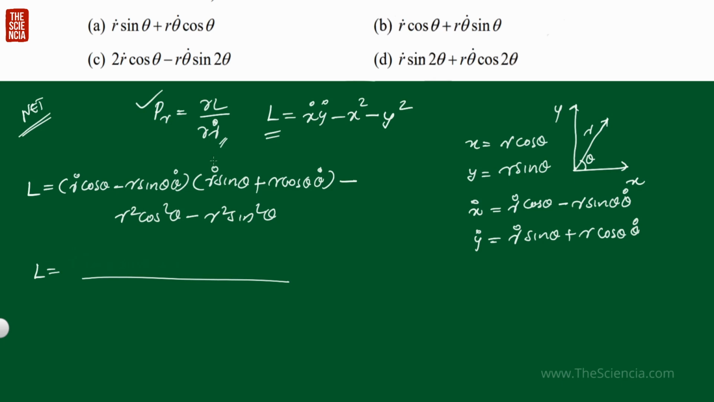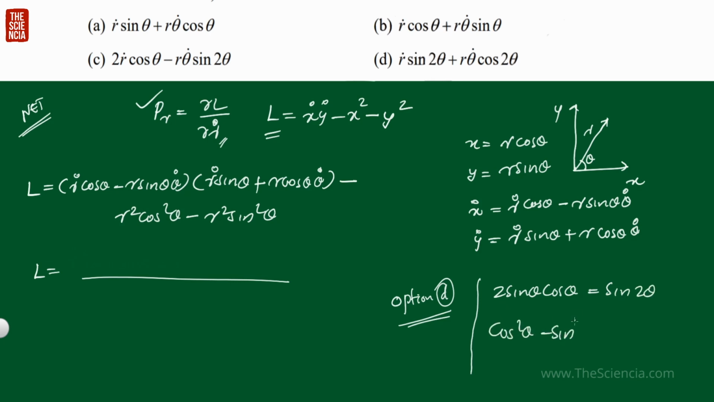You get the answer, and the correct answer is option D. So please do it by yourself. Here, to solve this problem, the following two equations might help you. That is 2 sin theta cos theta is equal to sin 2 theta and cos square theta minus sin square theta equal to cos 2 theta. So to get the final answer, you have to substitute these values in between the mathematical manipulations. Okay, then you get the option D.